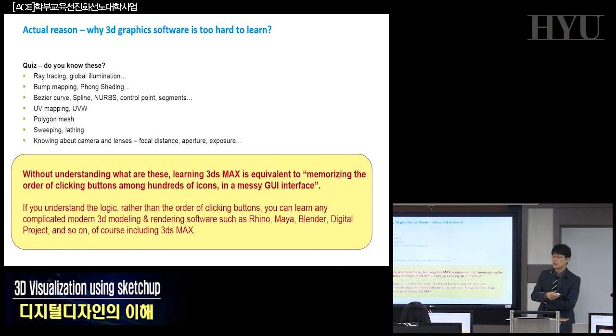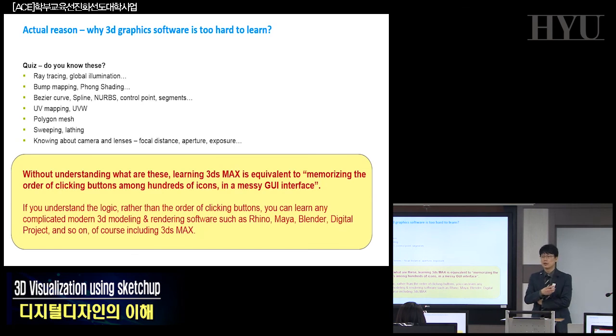But if you understand the fundamental mechanism of 3D geometric modelers and renderers and so on, the GUI, user interface-ish, is left behind you. That means you can learn just the user interface. Where is that button? You deeply understand what it is. That means you can learn anything. Blender, Maya, Digital Project, even Revit or some complicated BIM software, you can learn without any problem. That's my point here, okay?